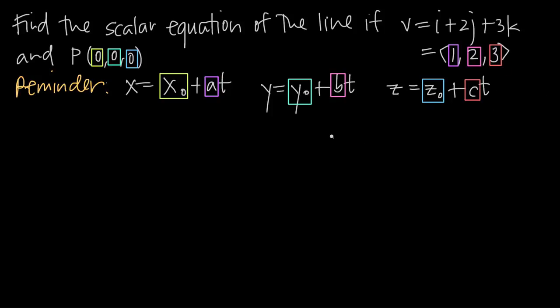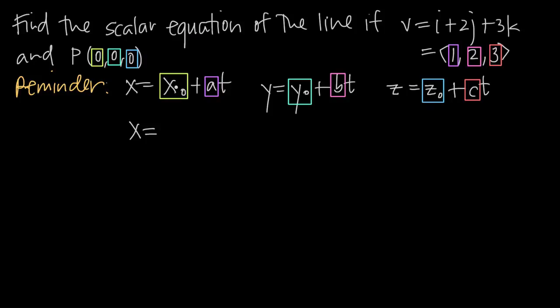And the scalar equation of a line is going to be defined by three equations. Normally when we talk about the equation of a line in single variable calculus, it's just an equation for y in terms of x. But the scalar equation of a line is going to be given by three separate equations, x, y, and z. So we're going to go ahead and find these here.